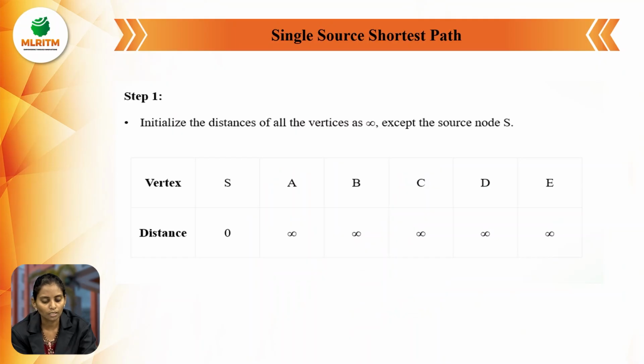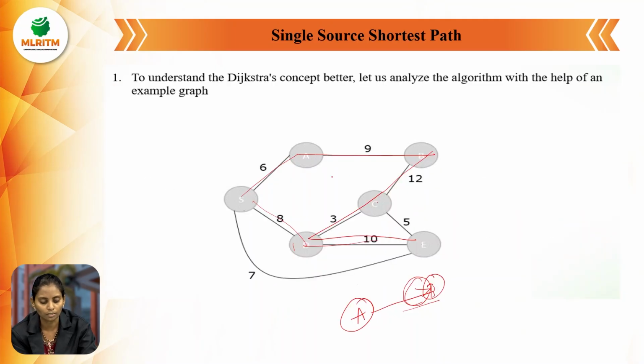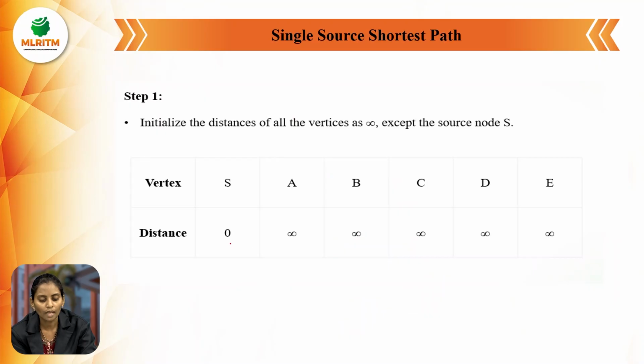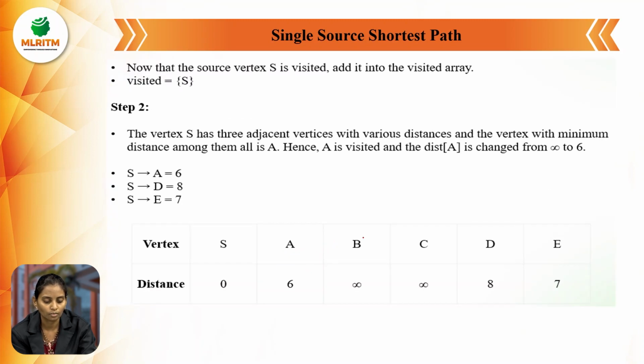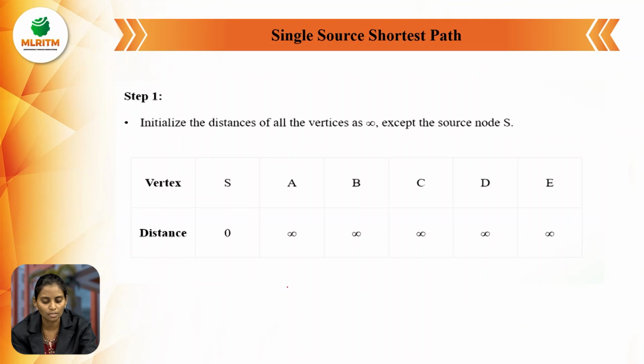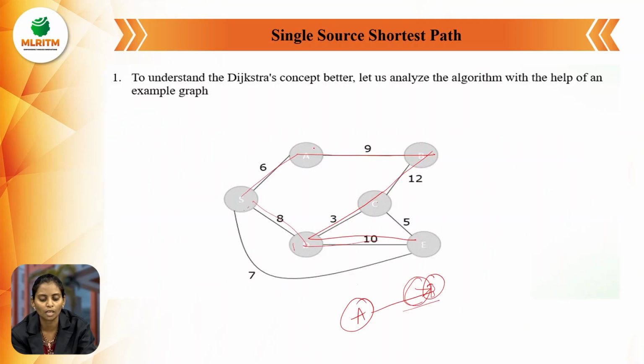So let me take these vertices here, and wherever there is no connection, that is written as infinity, and where there is a connection, that is written as a value. Let me check: S to S is 0. S to A I have a distance of 6. Again, S to B I don't have any connection. S to D I have a connection. S to C I don't have a connection. S to E I don't have a connection.